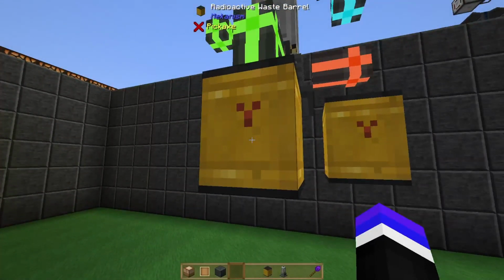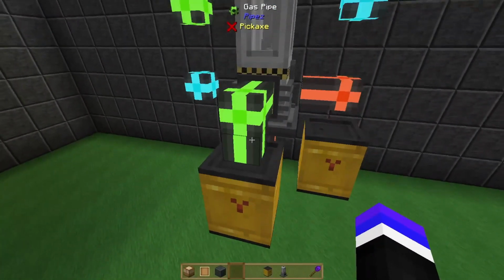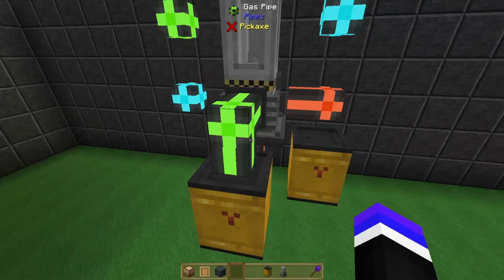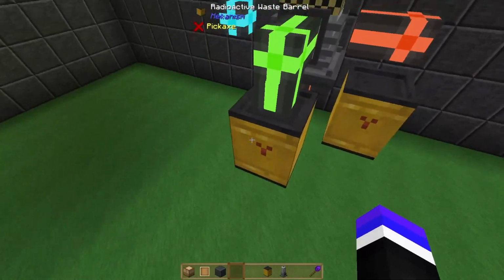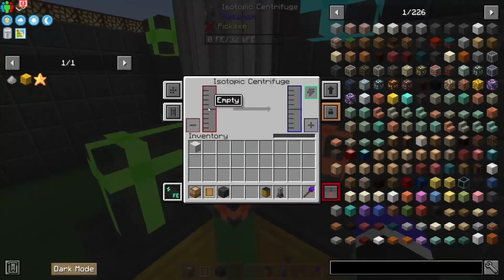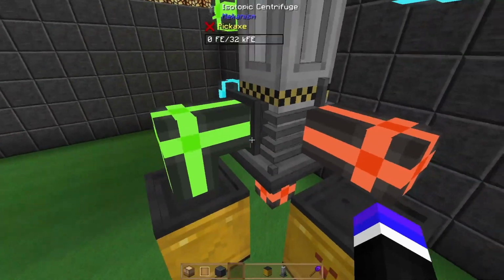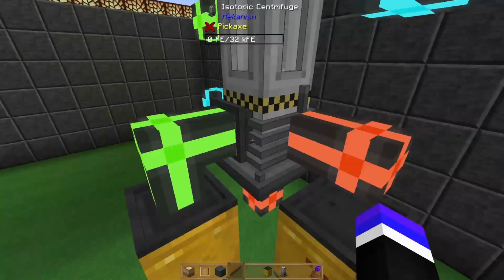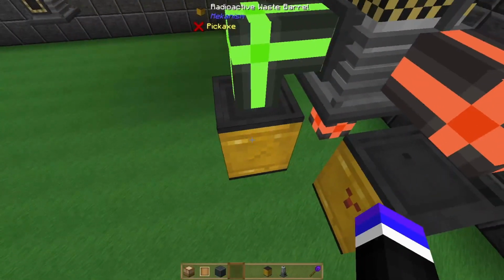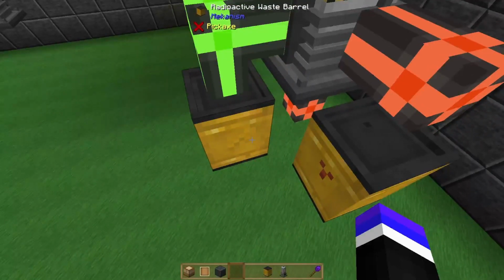Over here, I have a few different examples. We're looking at a radioactive waste barrel, and that is attached to a gas pipe. That means that this is a gas, it's not a fluid. By default, gases have inputs on the bottom, the back, left, and right. And the front can be switched. Typically speaking, it's by default output. So right now the way this looks is this machine is outputting into this radioactive waste barrel. You're not actually going to be doing that.